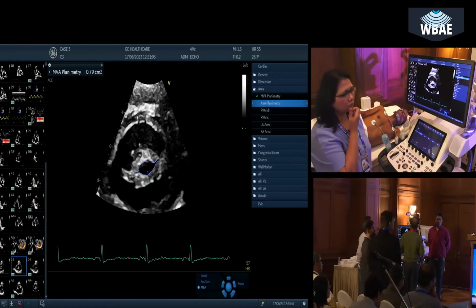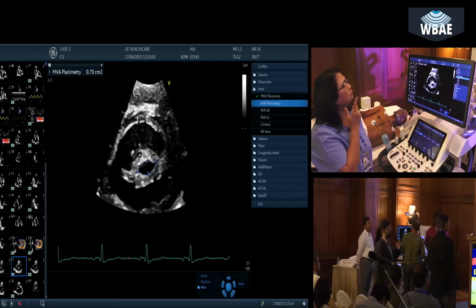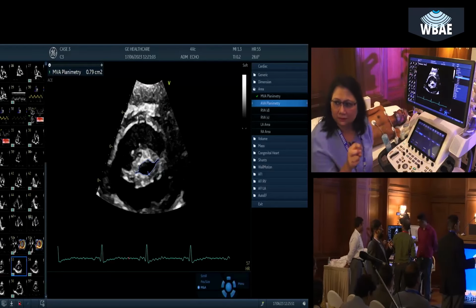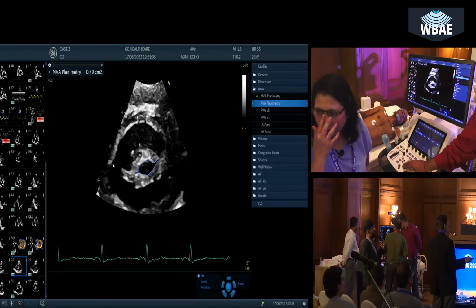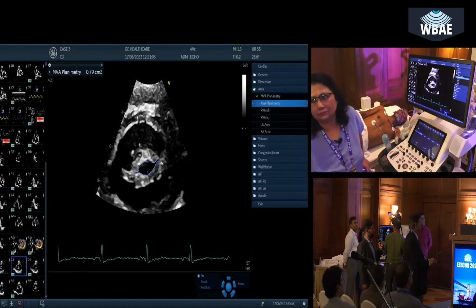So the planimetry was done. It is surely severe mitral stenosis, but let's emphasize that we have the commissures here. Can you point it? Yes, sir, commissure. The anterolateral commissure is fused. Even the posteromedial commissure is fused. Both are fused. I think she has done a pretty good job, because we are right at the tip.